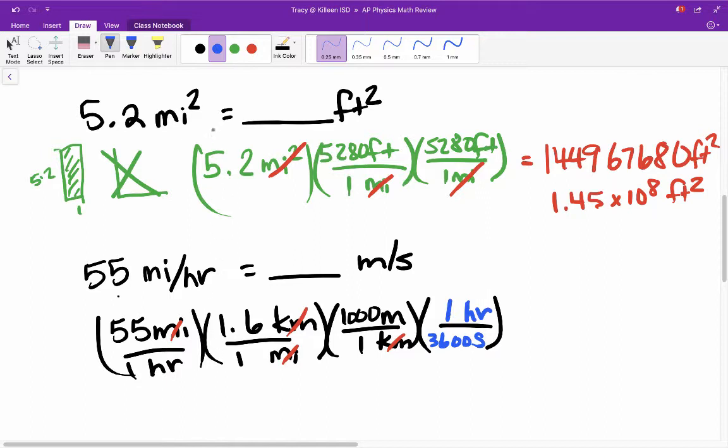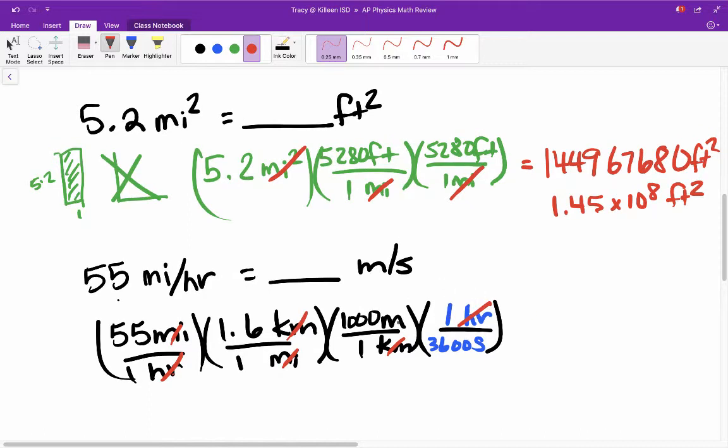And so now I can get rid of my hours. That cancels out, and that leaves up here meters, and on the bottom I have seconds, so my unit is meters per second, like it's supposed to be. Then I just have to multiply on the top and divide by the bottom: 55 times 1.6 times 1,000 divided by 3,600. Those two zeros go away, so 55 times 1.6 times 10 divided by 36 is equal to 24.4.